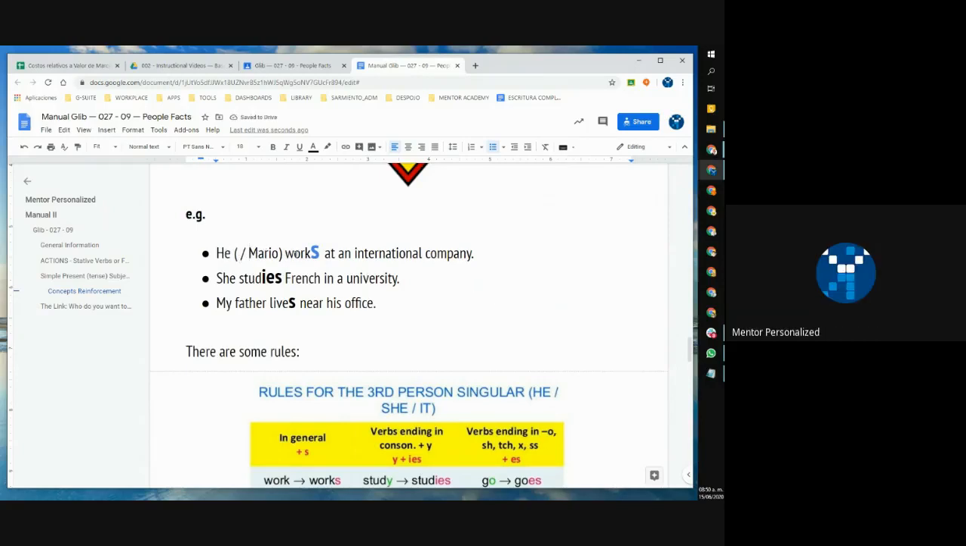So the verb plus S is the correct conjugation, okay? Now repeat: she studies French in a university. Very good. And finally, my father lives near his office. Repeat. No, my father lives near his office. Very good. Lives plus S.